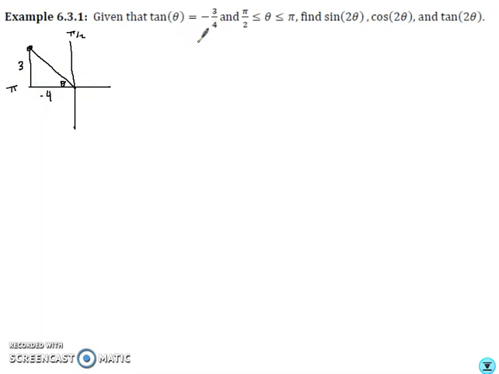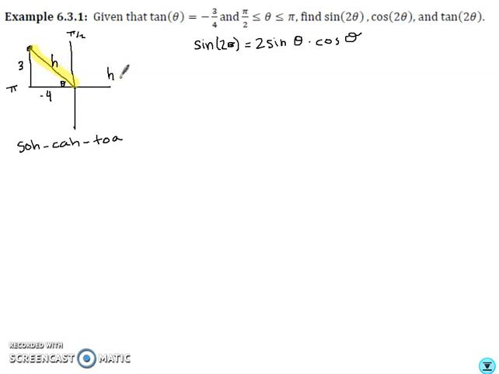So to find sine of 2 theta is equivalent to 2 times sine of theta times cosine of theta. In order to find sine of theta using SOHCAHTOA, sine is opposite over hypotenuse and cosine is adjacent over hypotenuse, so I need to find my hypotenuse. In order to find this hypotenuse, I'm going to use the Pythagorean Theorem. So I'll go ahead and call that h.